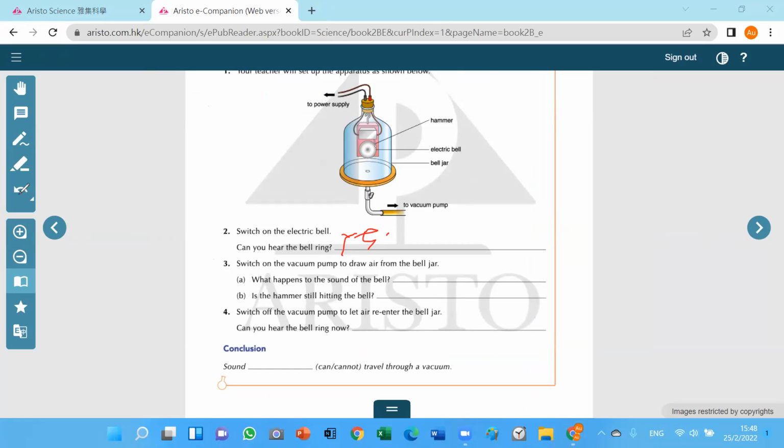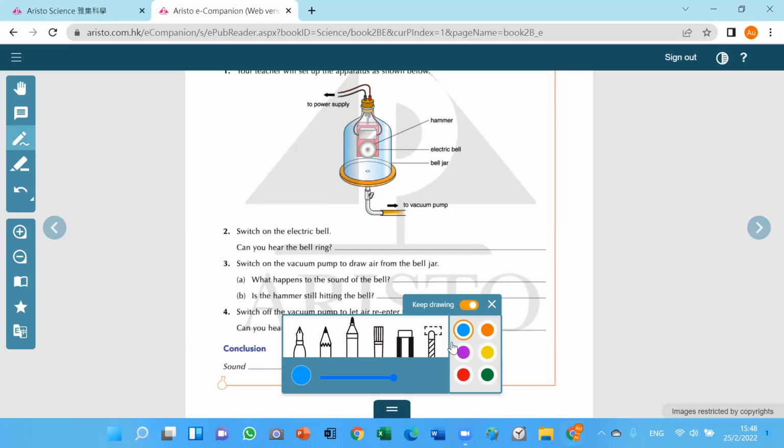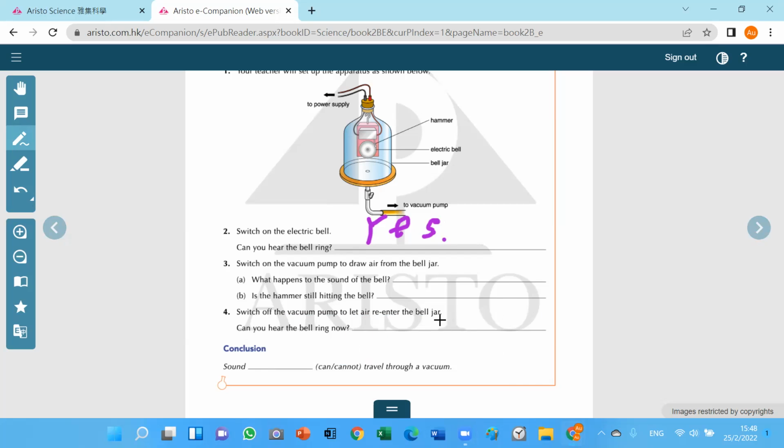Okay, it should be yes. So what happens to the sound of the bell? Is the hammer still hitting the bell? Also yes. It vibrates. Can you hear the bell ring now? So the conclusion: sound can travel through a vacuum, okay? Vacuum.